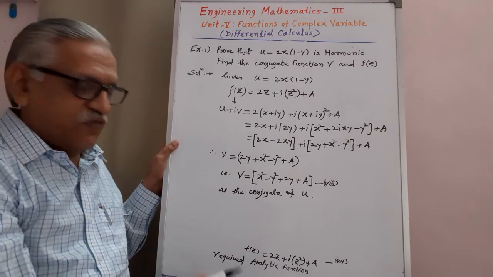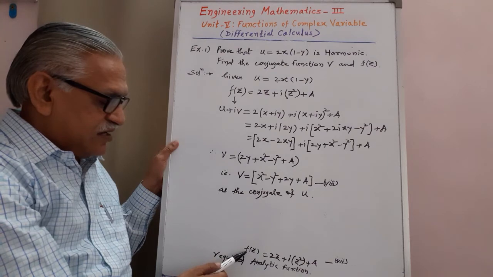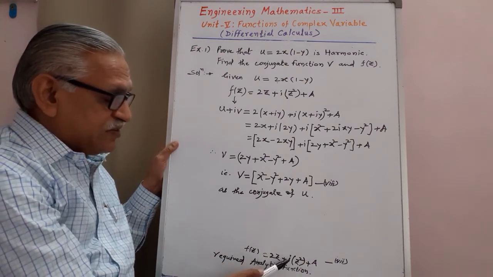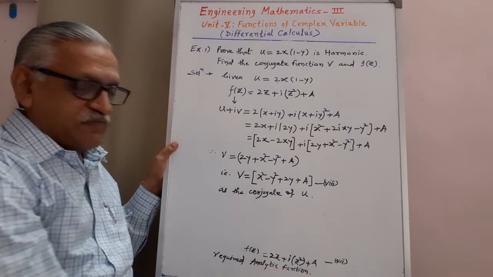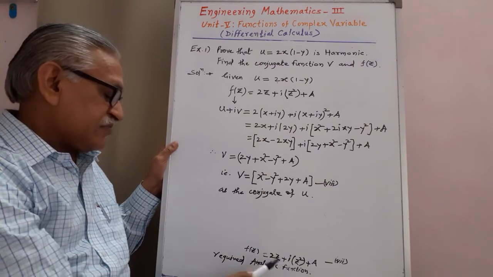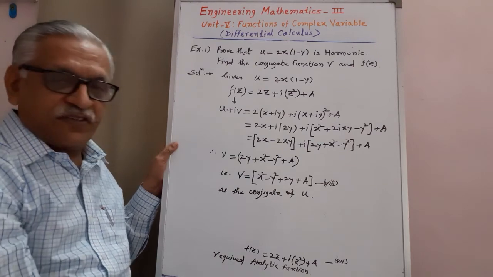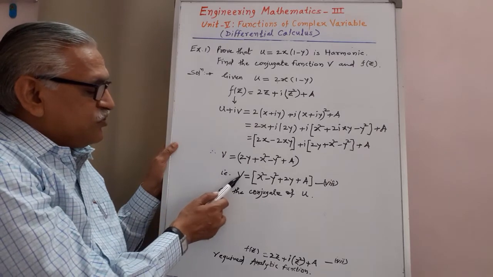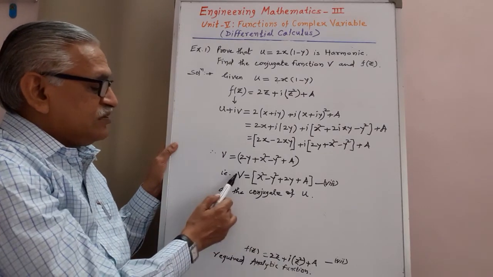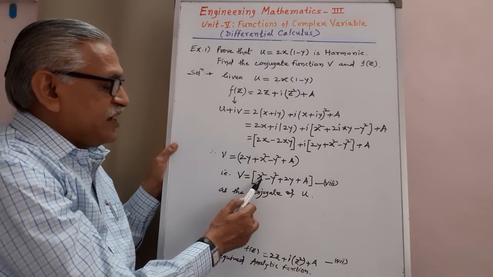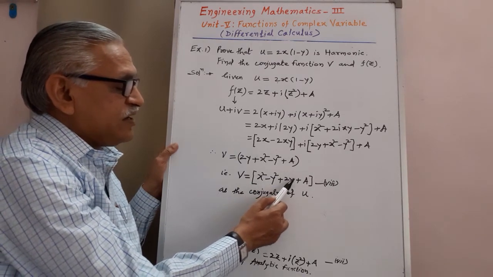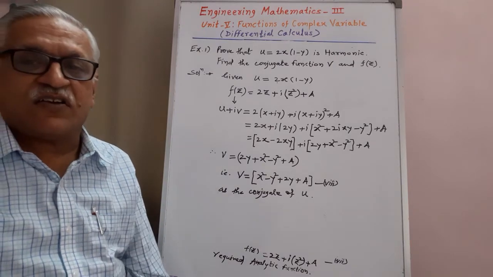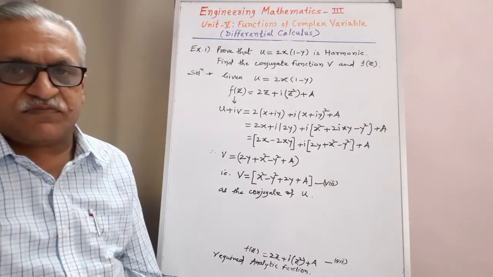Second part, we have obtained the corresponding analytic function f of z as 2z plus i times z square plus a constant a, and using this we try to obtain the conjugate function of u. That is, we obtain the value of v as x square minus y square plus 2y plus a. Therefore, I have completed this problem in 3 parts.